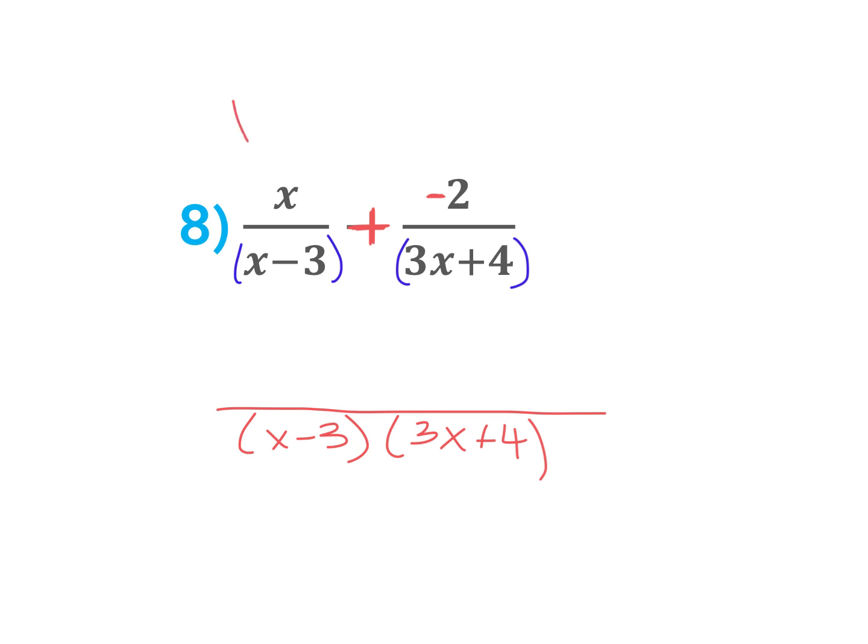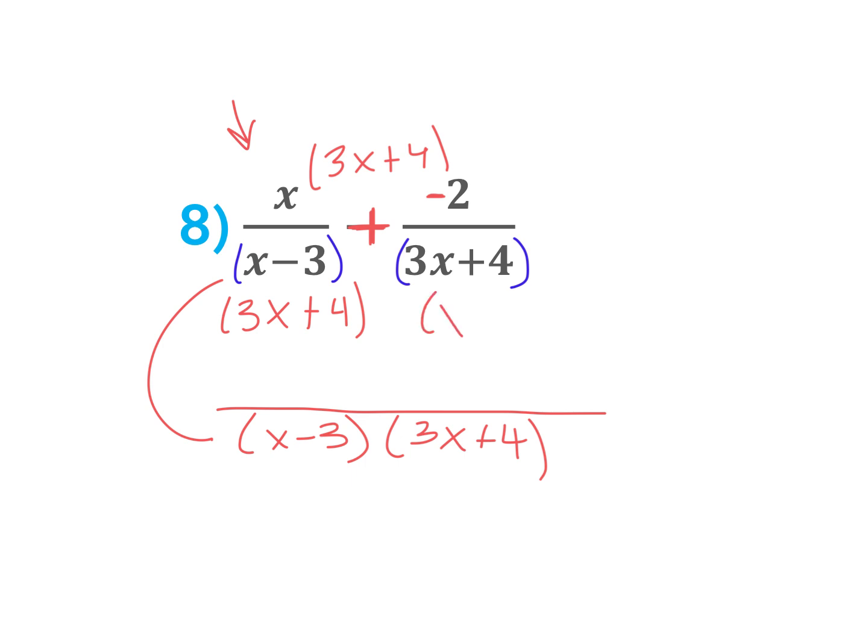So I look at my first fraction. My first fraction in the denominator has the x minus 3. What is it missing? Well, it's missing the 3x plus 4. So what you do to the bottom, guys, you have to do to the top. So I'm going to multiply the top by 3x plus 4. Then I look at my second fraction. It has the 3x plus 4.